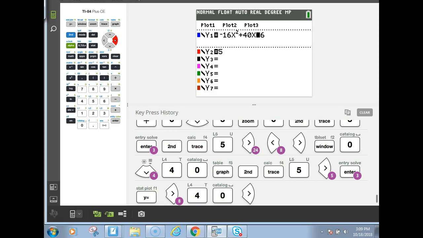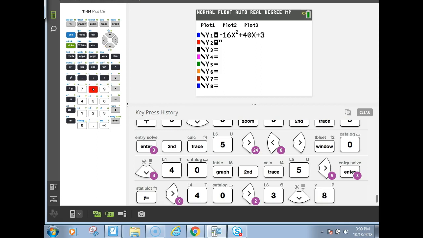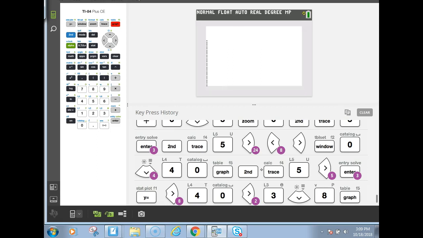Okay, I just wrote right over it. And the initial height was 3 feet. And then down on line 2, I'm going to change that to 8. And then I'm going to graph and see if that window was any good for this one. Oh yeah, it works fine for that one. Okay, so let's find out how long it took. Looks like it's a little over 2, maybe close to 2.5 seconds.